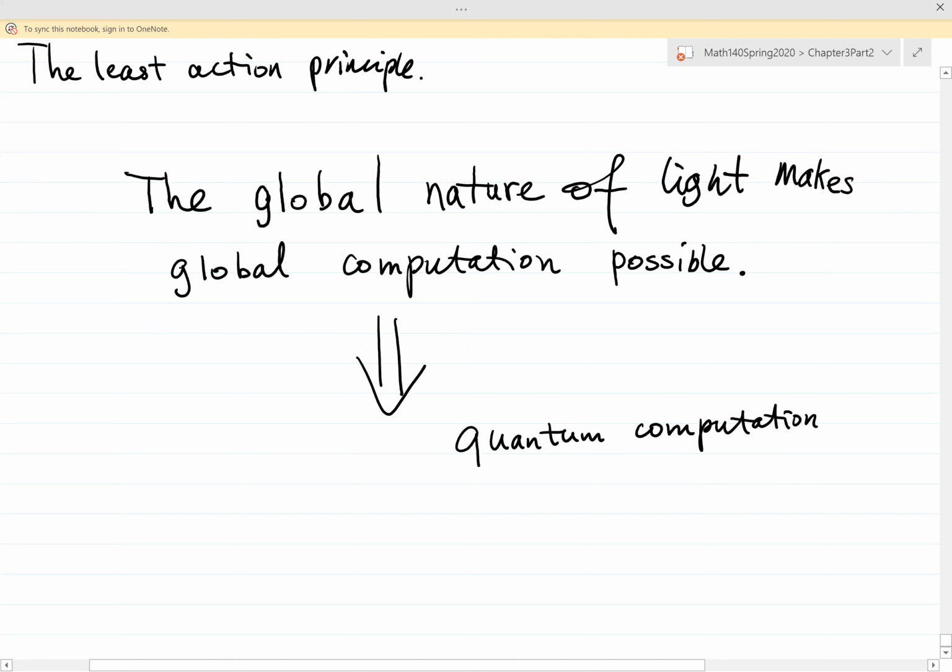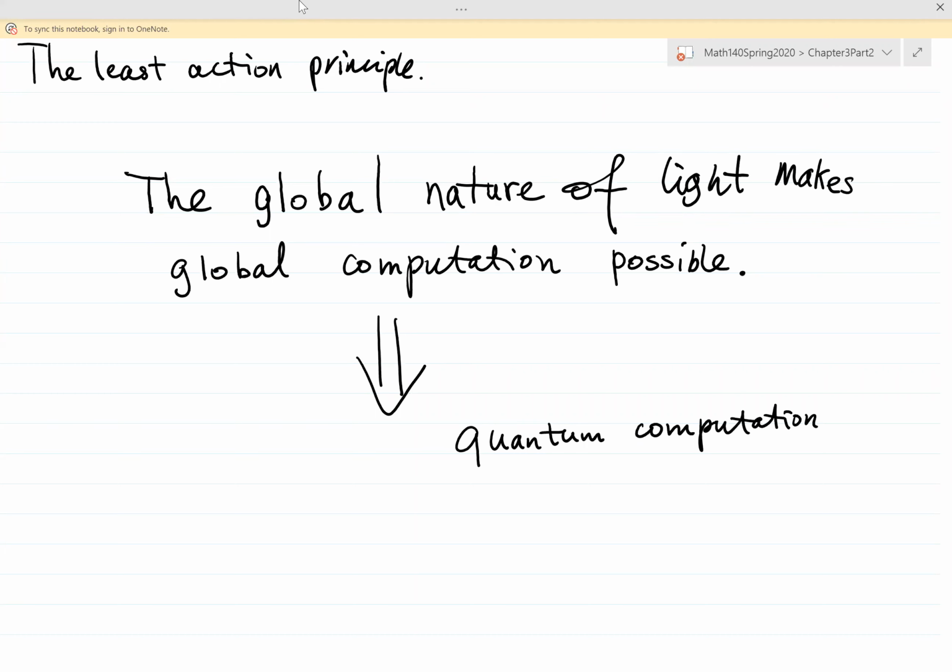Okay, all right. This is the diagram of the Fermat principle and quantum computation. Any questions? No questions. Okay, all right. Now we have 30 minutes.